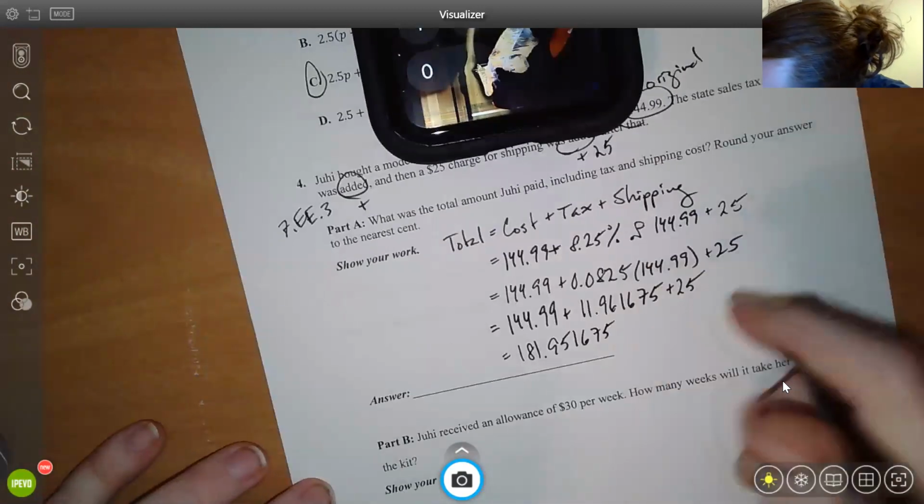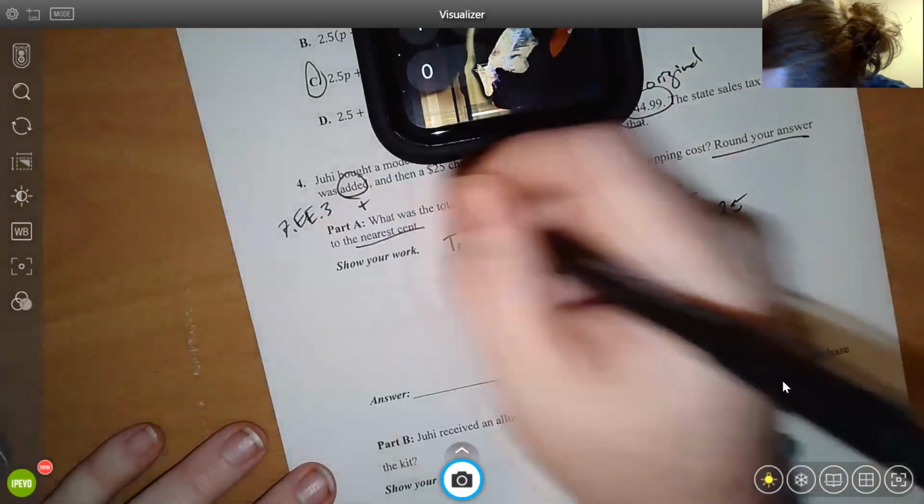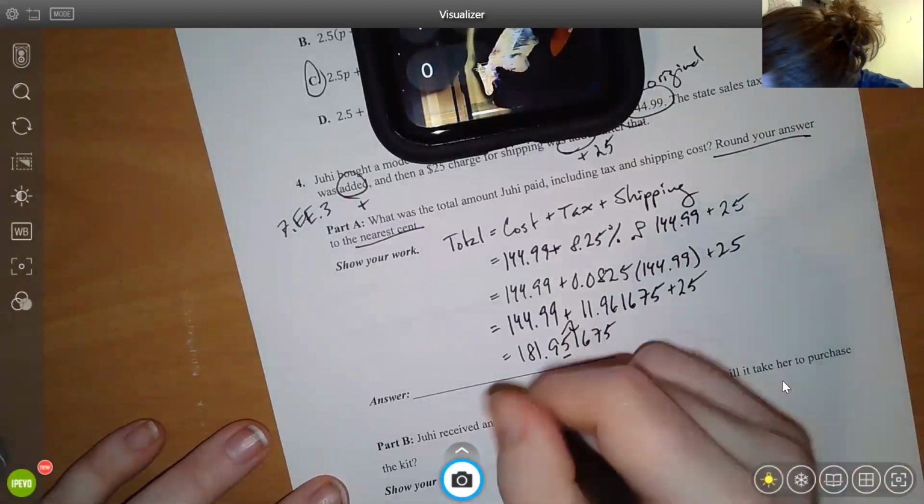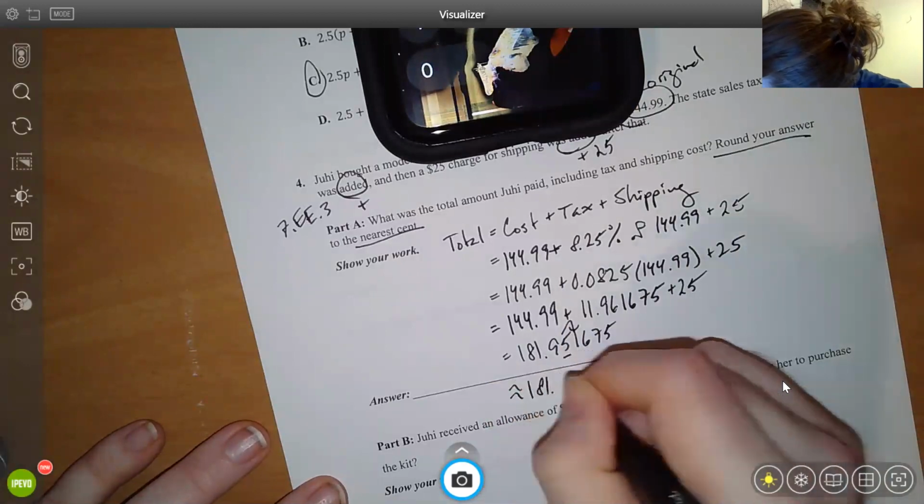1675. Oh, round your answer to the cent. So it's a 5, look to the right. And I've got to stay the same. We're going to stay the same. 181.95.